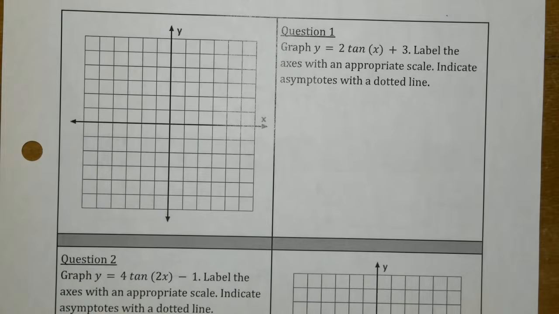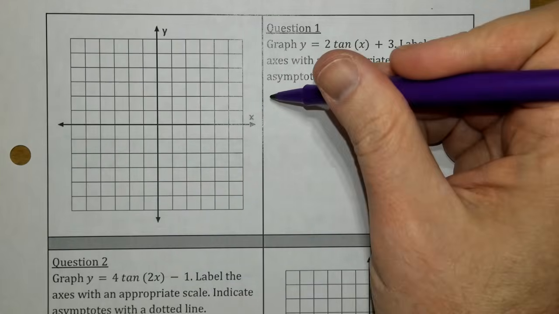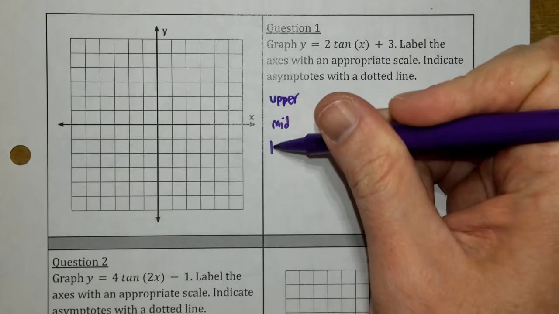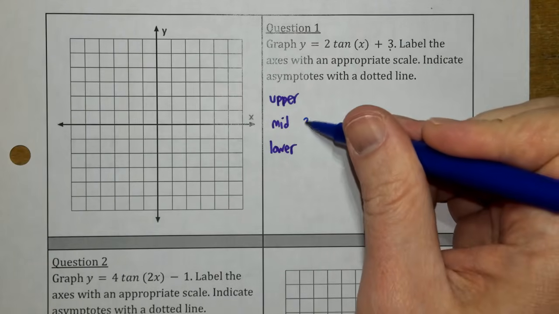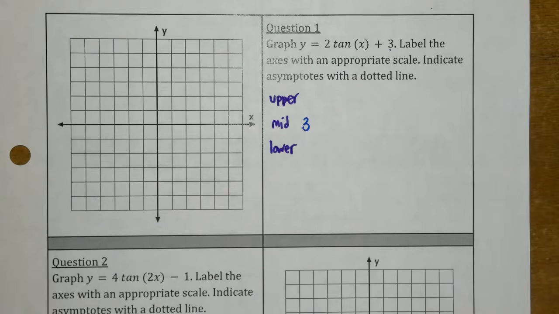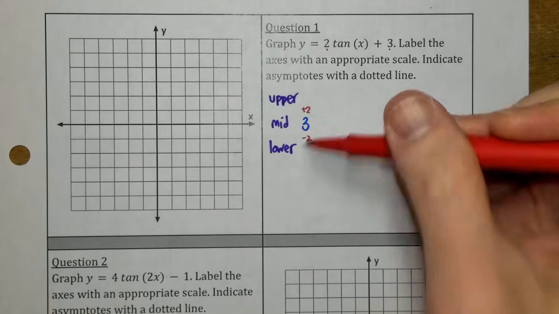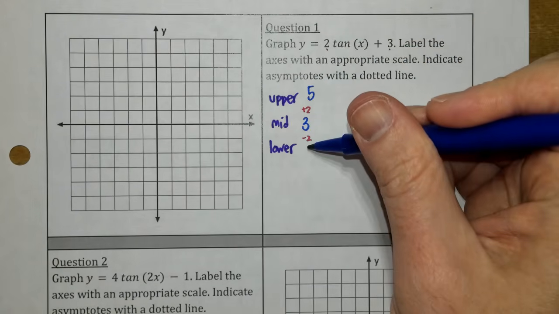All right. Question 1 says graph y equals 2 tangent x plus 3. Label the axes with an appropriate scale. Indicate asymptotes with a dotted line. So just like we've been doing, let's figure out these three numbers. The midline is 3. So this number is 3. The amplitude is 2, so we're going to go plus 2 minus 2 to make our other numbers here, which is going to be 5 and 1.